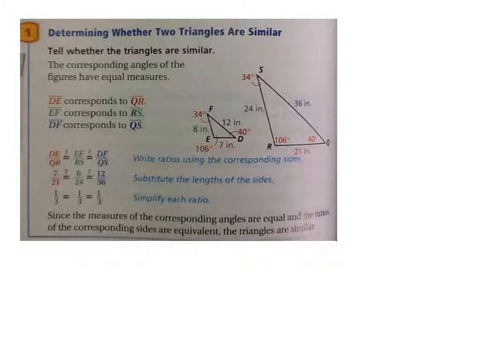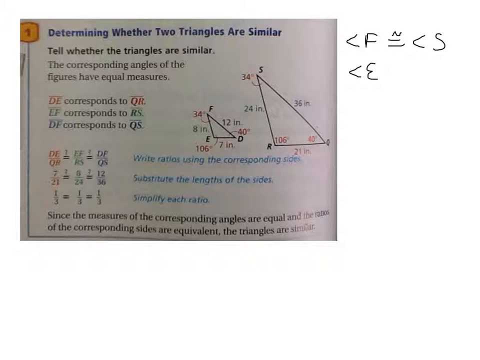All right, look at this example. It says, tell whether the triangles are similar. The corresponding angles of the figures have equal measures. So if you look at angle F, what corresponds to angle F? Good. Are they the same measure? 34 degrees. See that? Same measure.